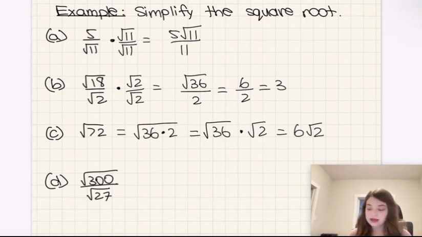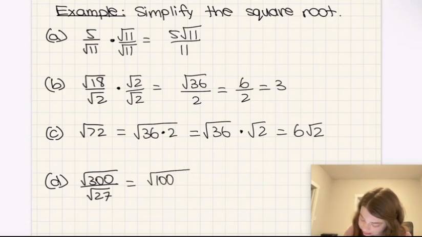So let's look at root 300 first. What is a perfect square that is a factor of 300? Well, that would be 100, right? Recall that 300 is the same as 100 times 3. So that's our new numerator.